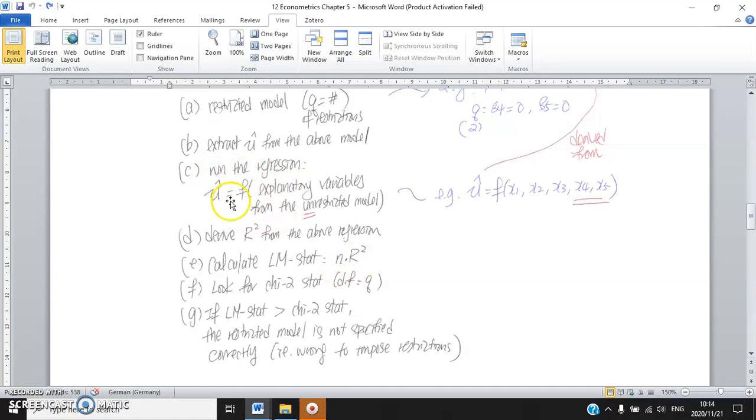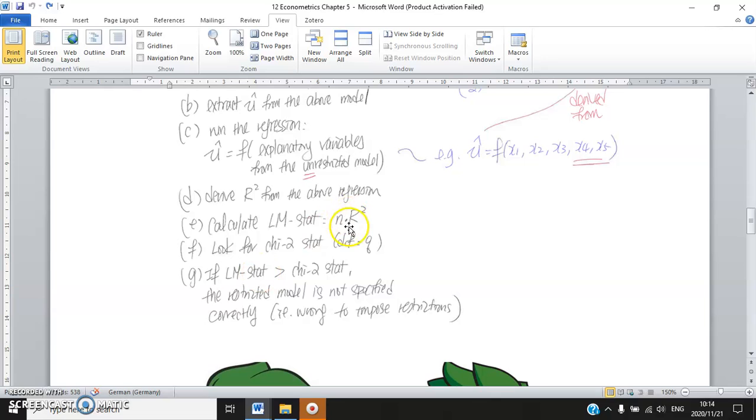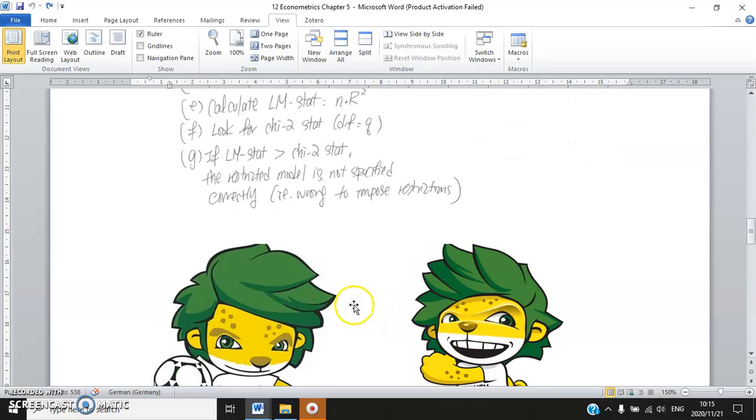Okay, from step C. Then I look for the chi-square test statistic. Degrees of freedom is the number of restrictions Q imposed in the restricted regression. And then if the LM stat, which is n times R squared, is greater than the chi-square statistic, then we conclude that there is something wrong with the restricted regression. In other words, it is wrong to impose the restriction.